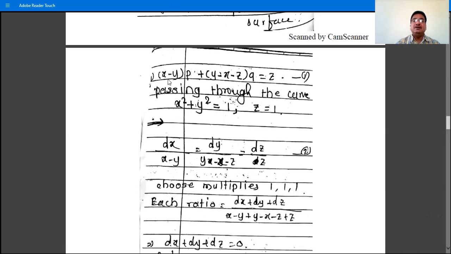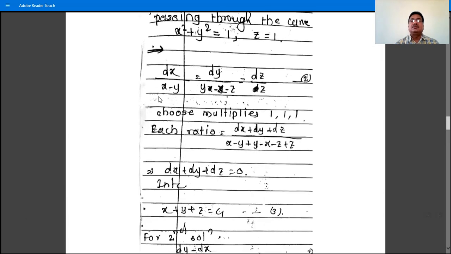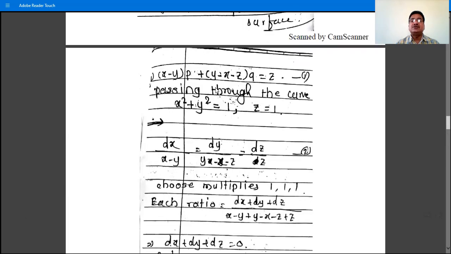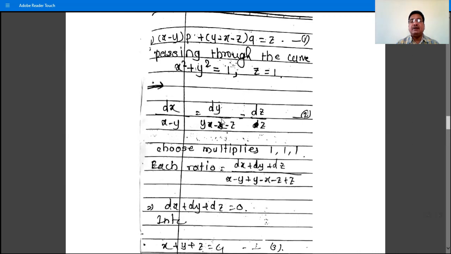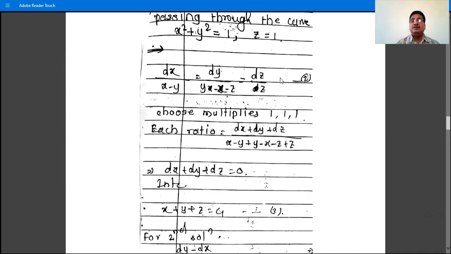Next example, find the integral surface of this equation number 1, passing through the curve x square plus y square is equal to 1 and z is equal to 1. So first we have to find the general solution of the given differential equation number 1. So this is in the form Pp plus Qq is equal to R. Compare with that, we have P as this, Q as this, and R as z. Okay, and then consider the auxiliary equation, that is equation number 2, dx by P, dy by Q, dz by R. And then we have to find two linearly independent solutions of this differential equation number 2.